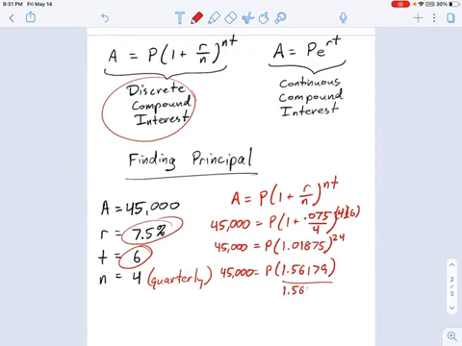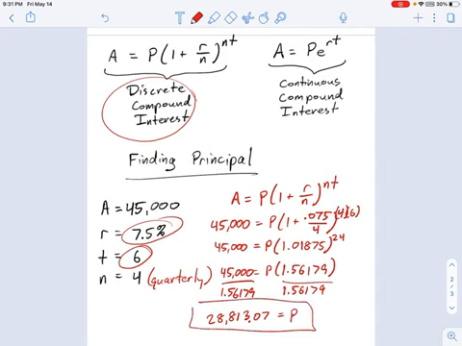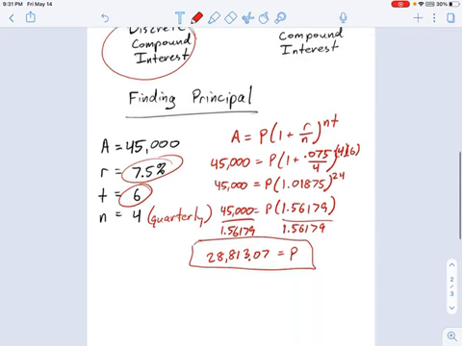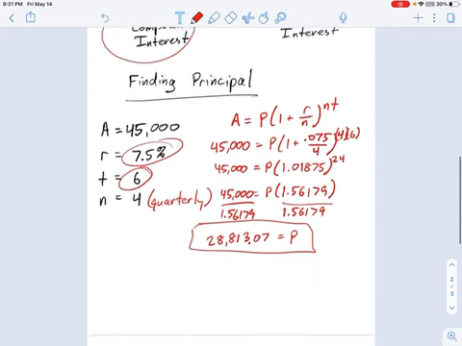is divide each side by that number, and I will get P by itself. This is just solving an equation. We've done this a lot of times before. So let's divide 45,000 by 1.56, and what I get is $28,813.07 is your initial investment. So I put in 28 grand, 29 grand, and after about 6 years, I expect that'll be $45,000, enough to start a nursing program. So that's the idea of using quarterly interest.